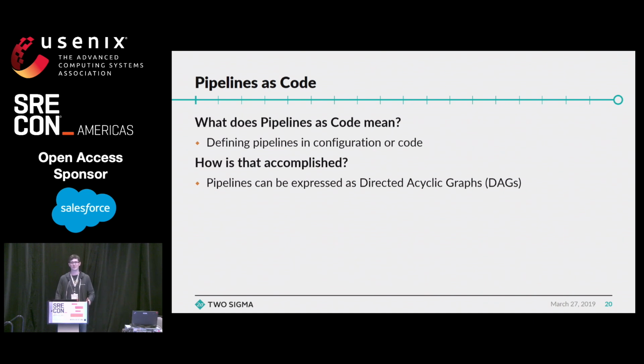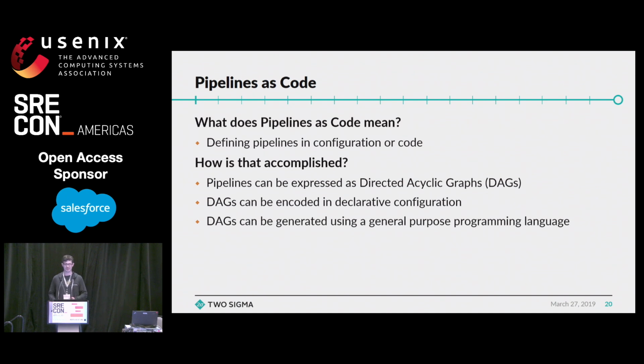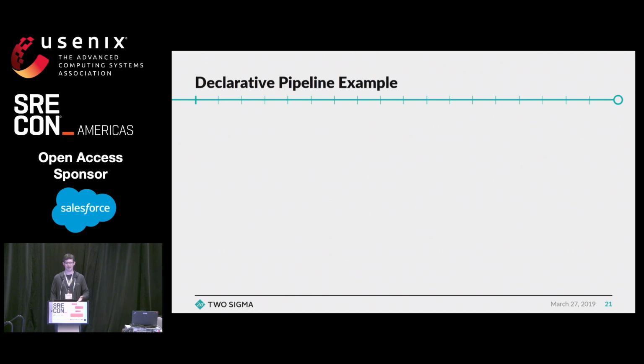Why is this important? Well, we already know how to encode DAGs in declarative configuration. And we also know how to generate DAGs using any general purpose programming language. Now, what does this actually look like in practice? Here's an example of a declarative pipeline that I've written up. I've written it up in YAML simply because it fit on my slide easier, but it doesn't have to be YAML by any stretch of the imagination.